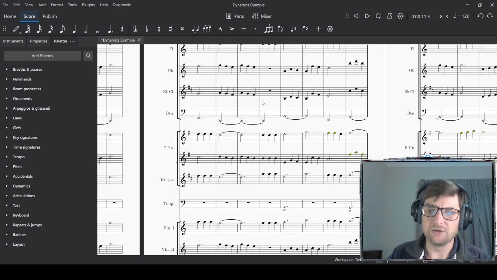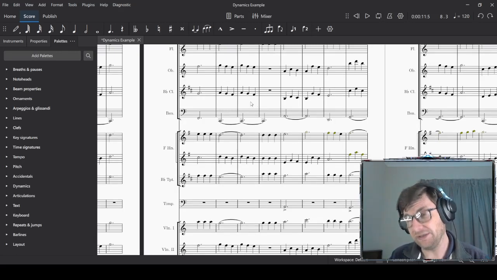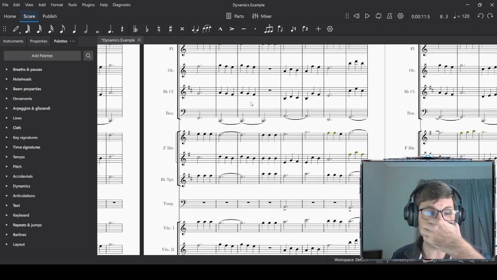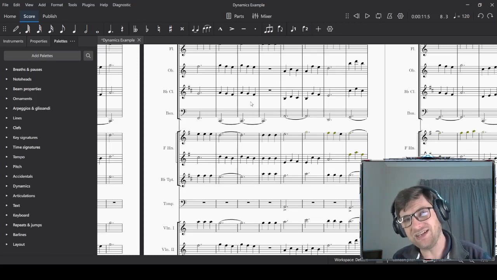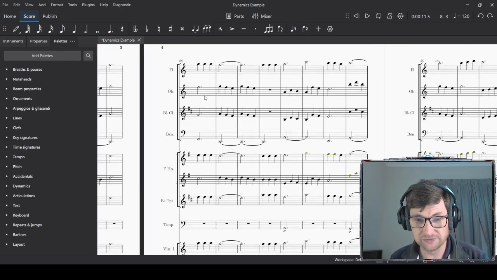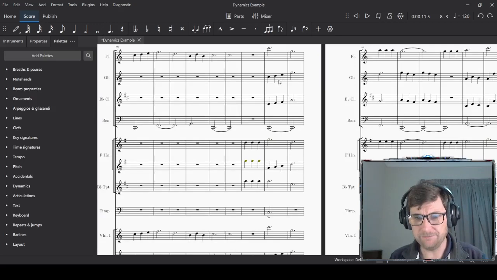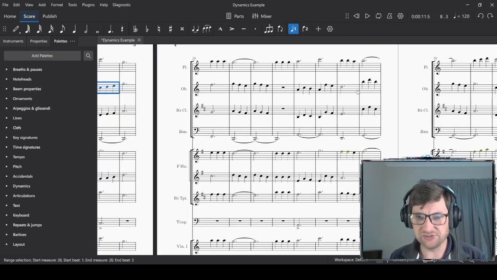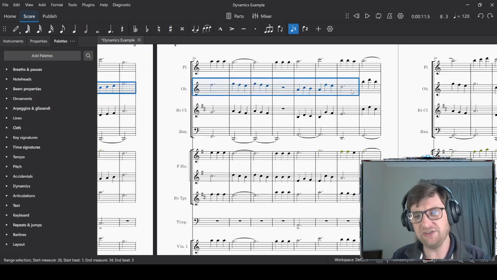Okay, quick difference between counter melody and harmony for those of you who are musical theorists. A harmony is technically a kind of counter melody. A counter melody is its own separate melody. So let's play this. Let's go from here. And let's play this. This is just the counter melody being played in oboe.